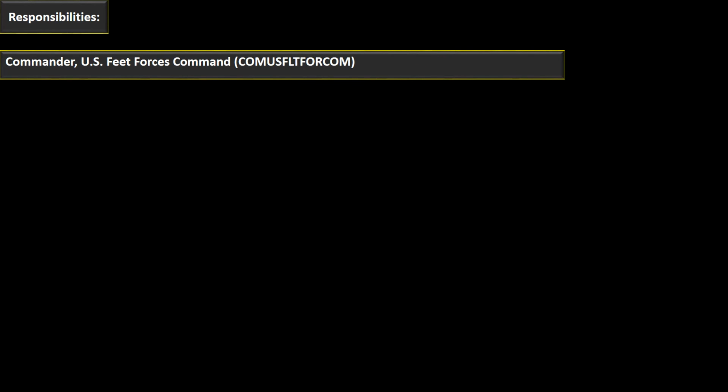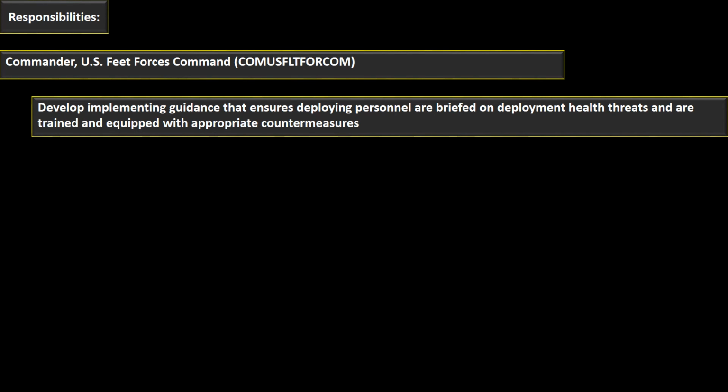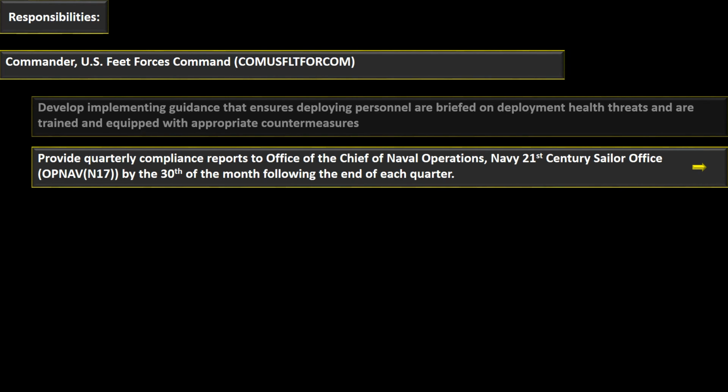Your Commander, U.S. Fleet Forces Command, they need to develop implementing guidance that ensures deploying personnel are briefed on deployment health threats and are trained and equipped with appropriate countermeasures. They've got to provide quarterly compliance reports to the Office of Chief of Naval Operations, Navy's 21st Century Sailor Office, the OPNAV N17, by the 30th of the month following the end of each quarter.